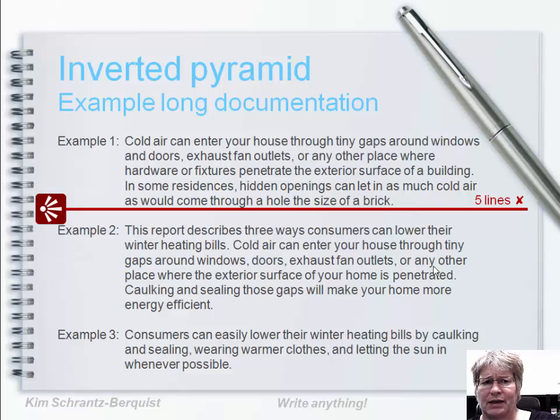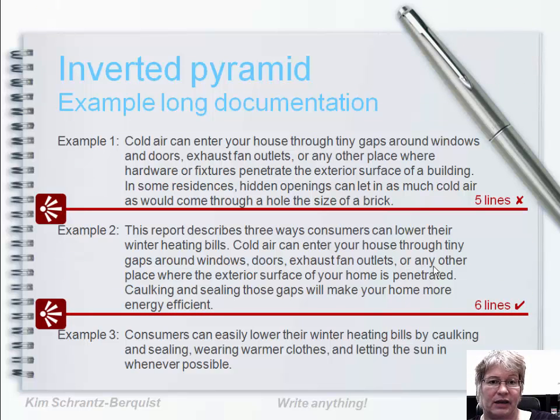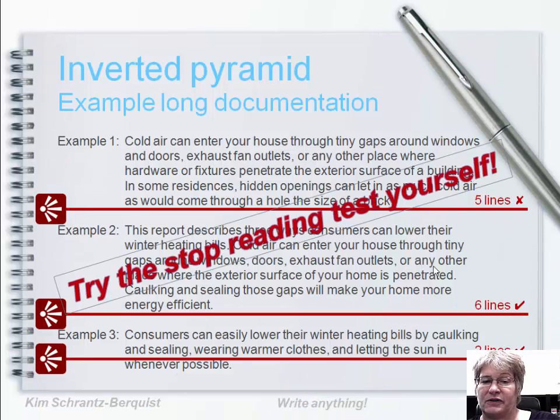In the second example, this report describes 3 ways consumers can lower their winter heating bills. Cold air can enter the house through tiny gaps in the windows, etc. And then caulking and sealing those gaps will make your home more energy efficient. Okay, well, we know a bit more now, and we get all the way to the end of it, and we know that we can caulk and seal. And in the third example, consumers can easily lower their winter heating bills by caulking and sealing, wearing warmer clothes, and letting the sun in whenever possible. So we know after 2 lines how we can improve our winter heating bills.